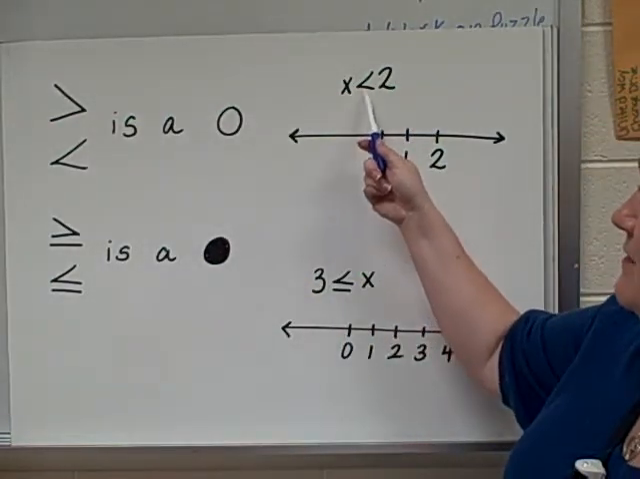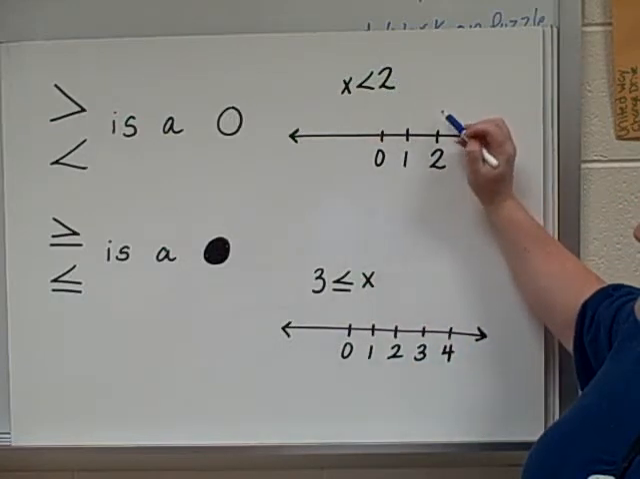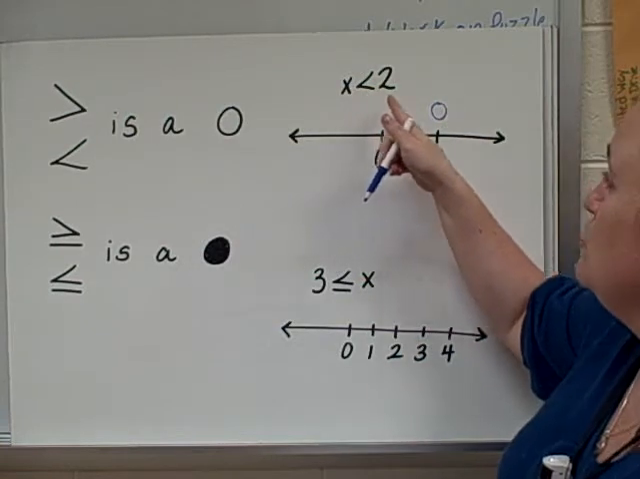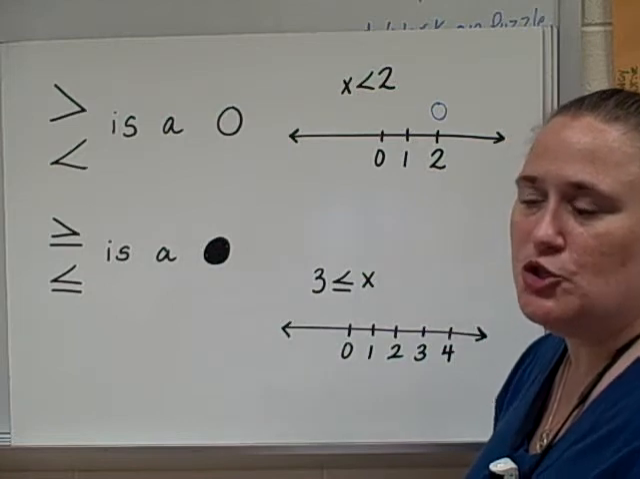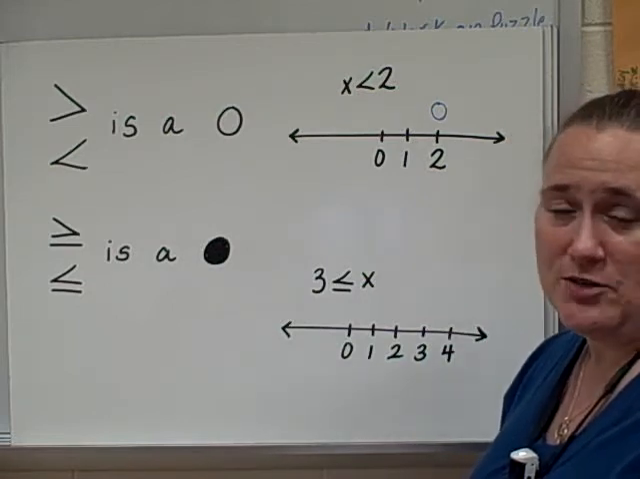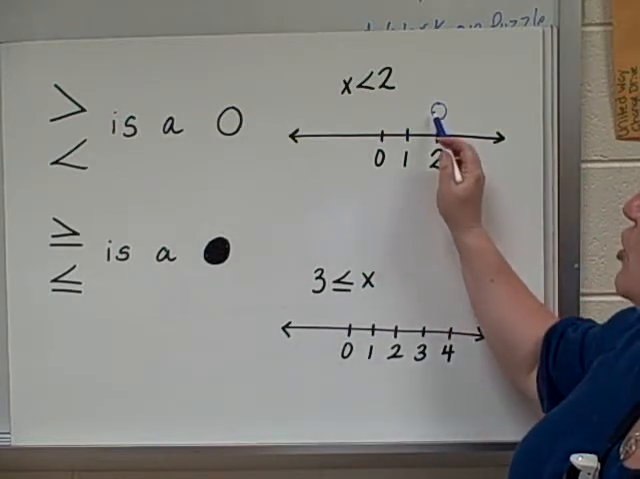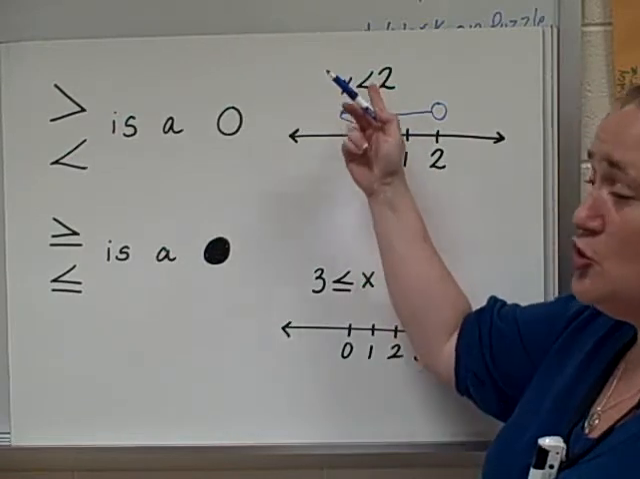So x is less than 2. So 2 is the magic number. It doesn't say equal to, so we leave it open. Now, what numbers are less than 2? Well, 0 is less than 2, 1 is less than 2, but 3 is not less than 2. So these are the numbers that make this true.